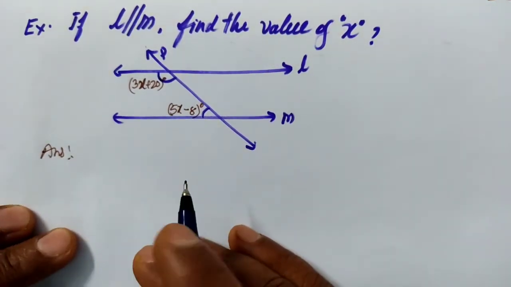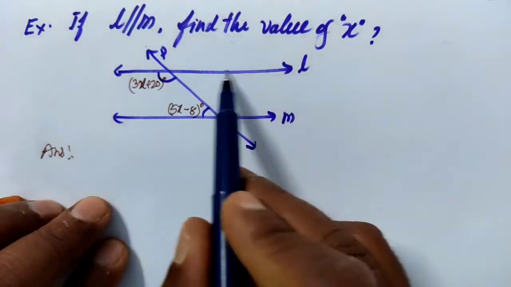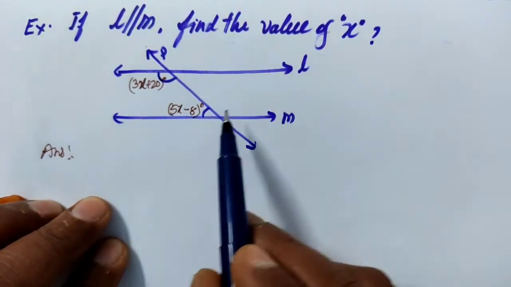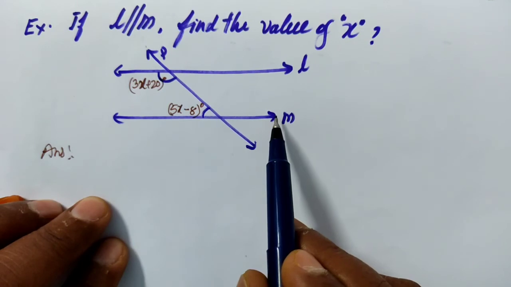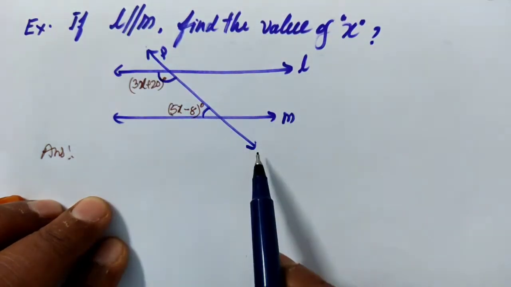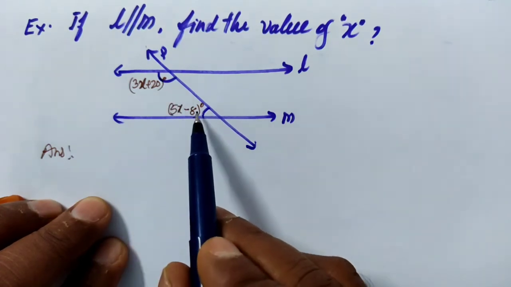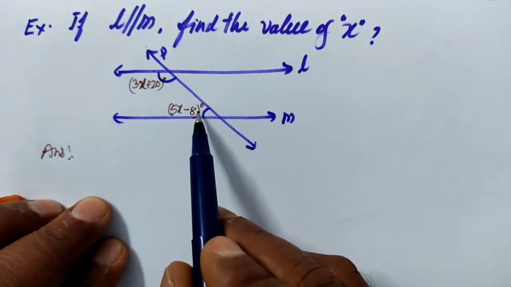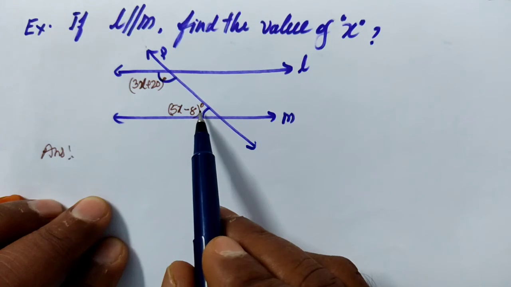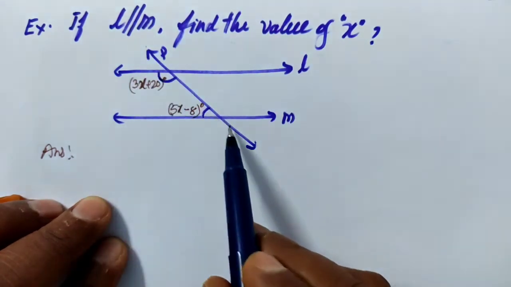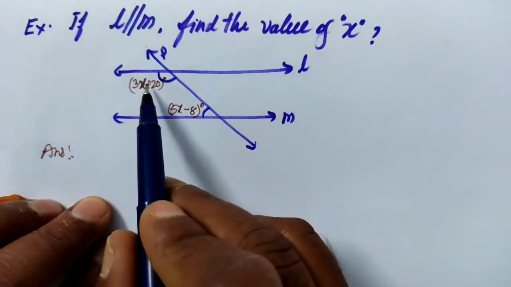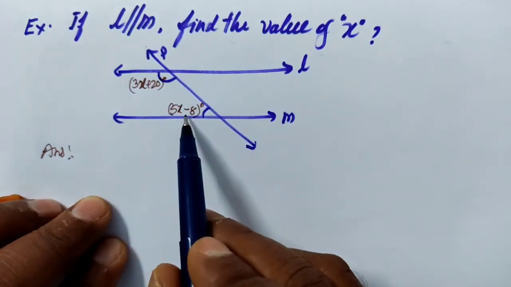Here these two lines L and M are parallel like a train track, and this is the transversal. So this angle and this angle are interior angles on the same side of the transversal. Therefore the sum of these two angles is 180.